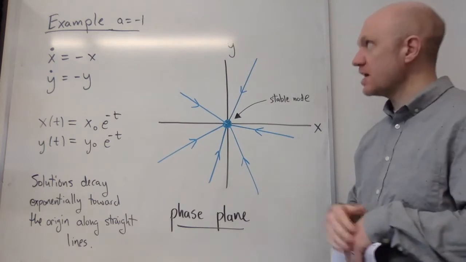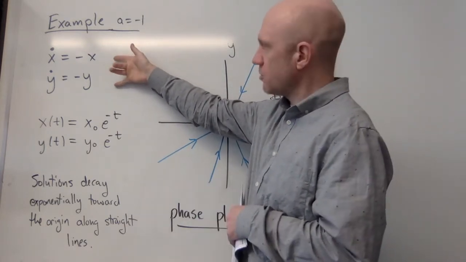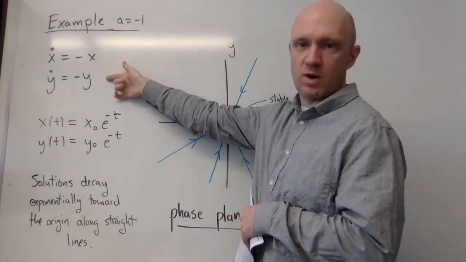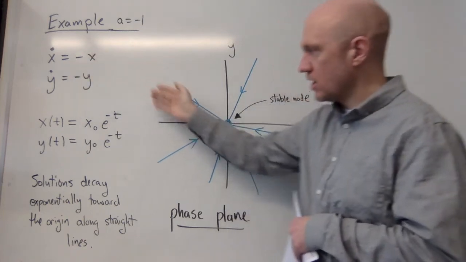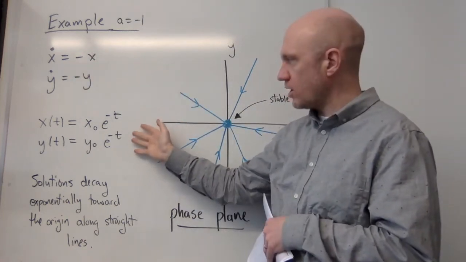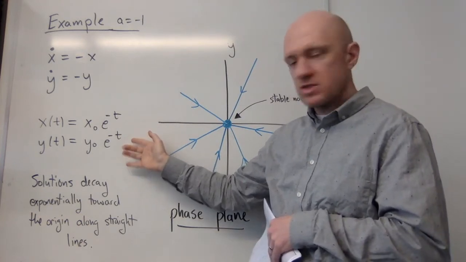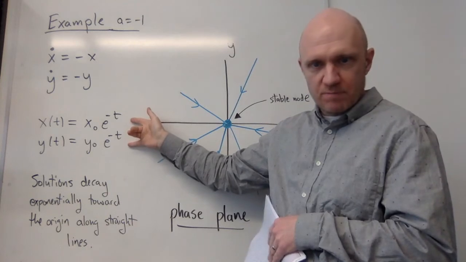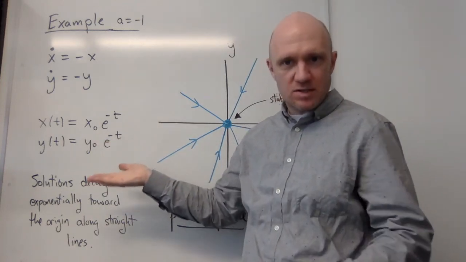Okay, first example, we'll take a equals minus 1. So our generic example becomes x dot equals minus x and y dot equals minus y. Great, two decoupled exponential decay equations. The solutions, as we've seen before, are x naught e to the minus t or y naught e to the minus t. So this describes essentially exponential decay, totally separate. How are we going to picture this, or what does this have to do with 2D systems?